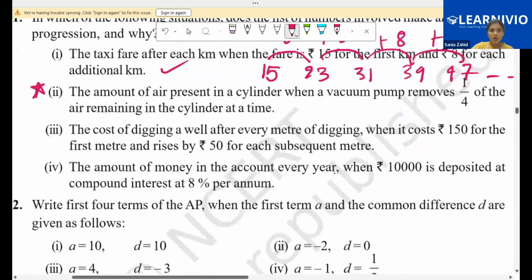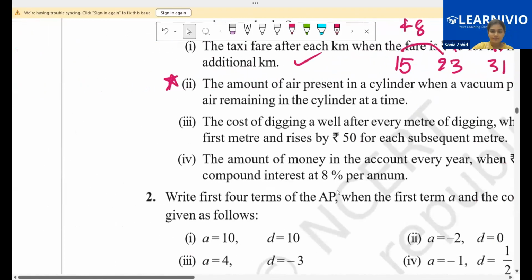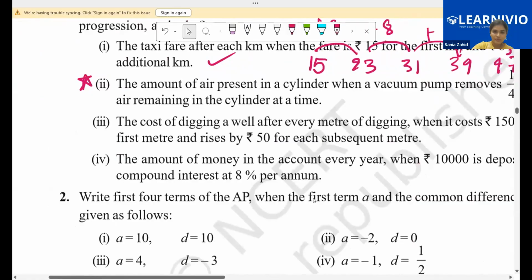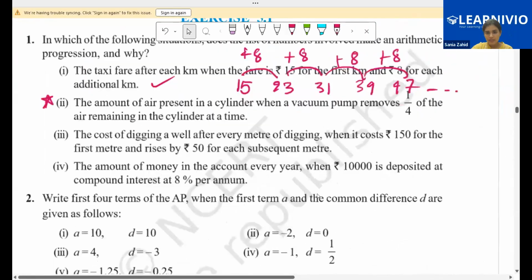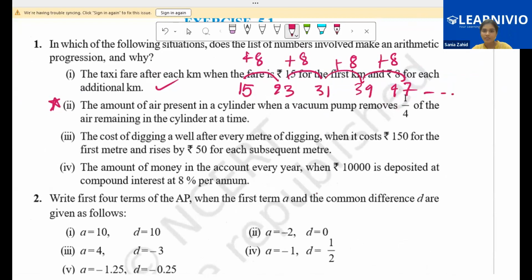Then the third one is the cost of digging a well after every meter of digging, when it costs rupees 150 per meter and rises by rupees 50 for each subsequent meter. You remember we studied that it's the same as the first one. 150, then 150 plus 50, then plus 50. So do this one on your own. Form an AP, find the common difference, write the first term and write the proper statement.